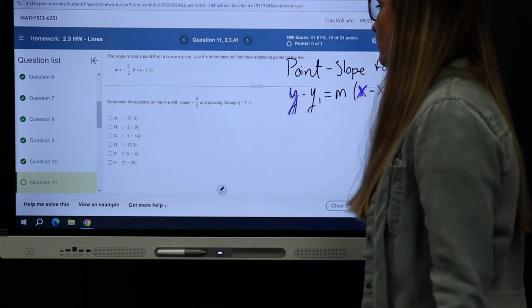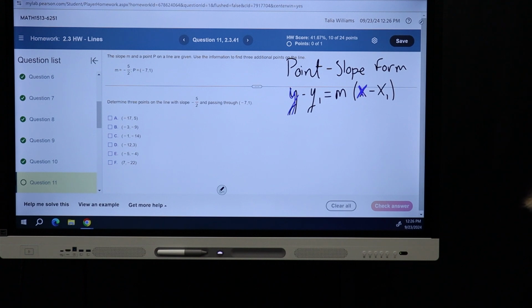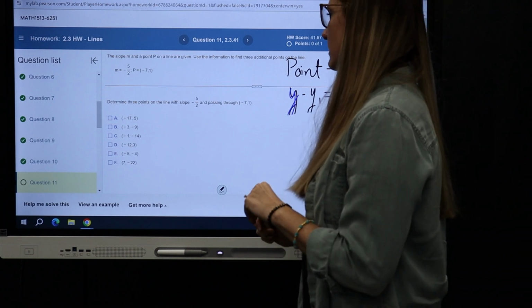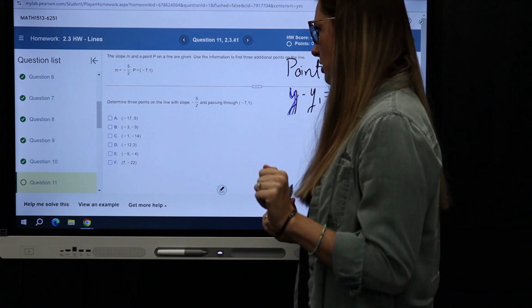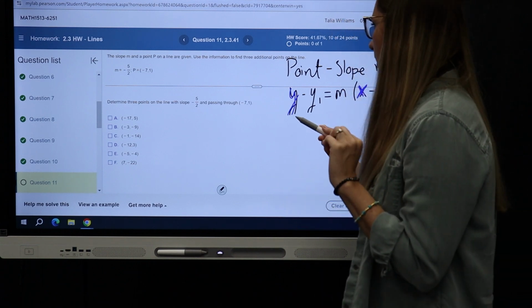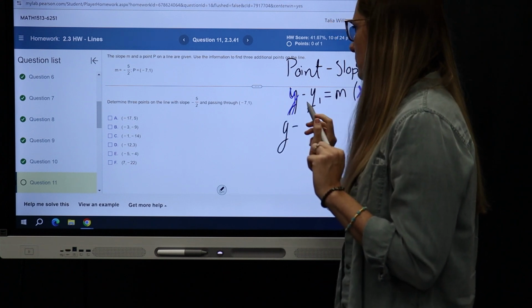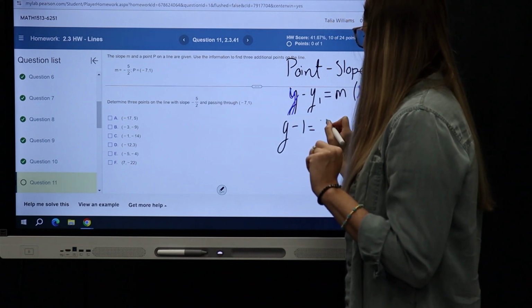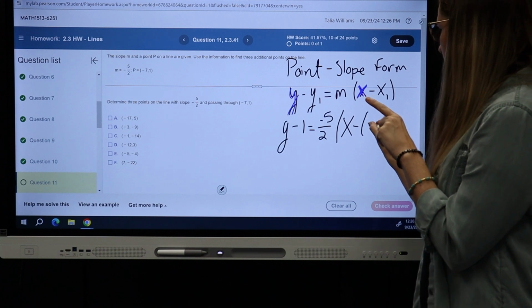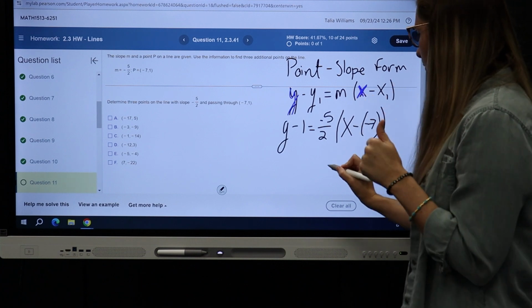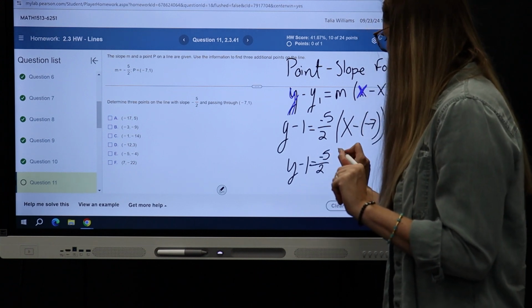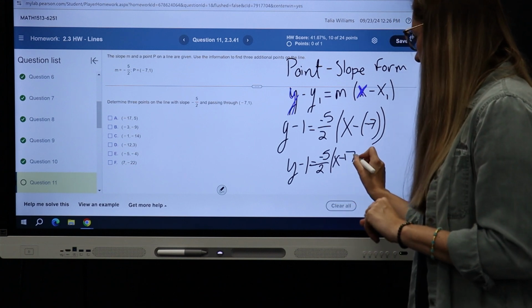Determine 3 points on the line with the slope negative 5/2, passing through negative 7, 1. I'm going to find the equation of this line first, and then I'm going to find the point. So y subtract our y value, which is 1, equals negative 5/2 times x subtract our x value, which is negative 7. Alright, I'm going to simplify this so it's easier to work with. Y subtract 1 equals negative 5/2 times x plus 7.